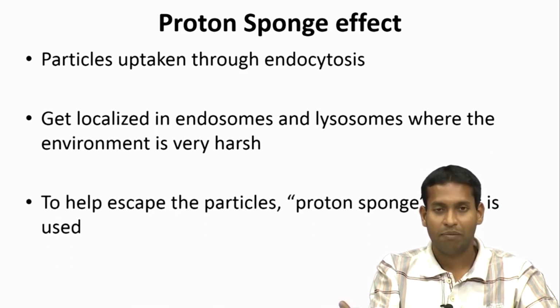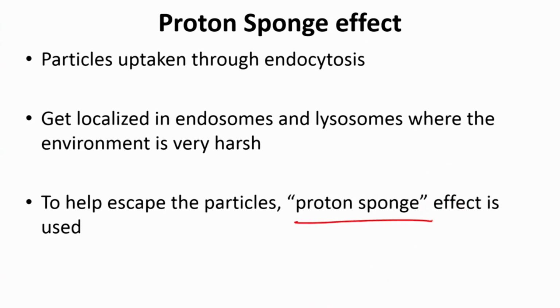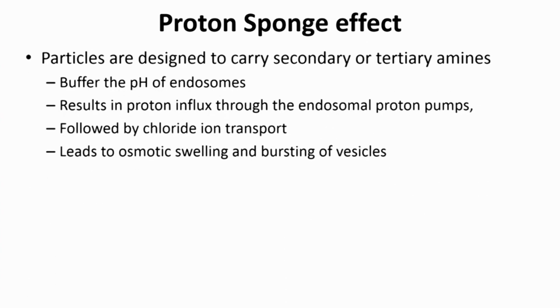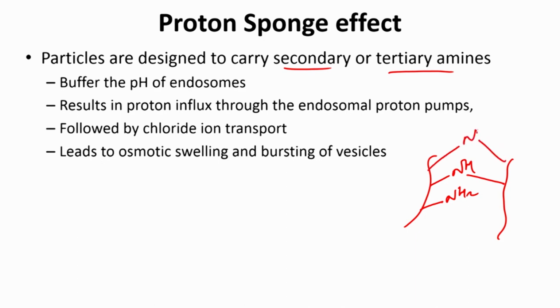So, to help the particle escape, the proton sponge effect is used. And what is the proton sponge effect? These particles are designed such that they carry lots of secondary and tertiary amines, right. So, let us say I have a polymer that carries lots of primary, secondary and tertiary amines. What is going to happen is that these amines have quite a lot of capacity to take up H plus ions, to take up protons.